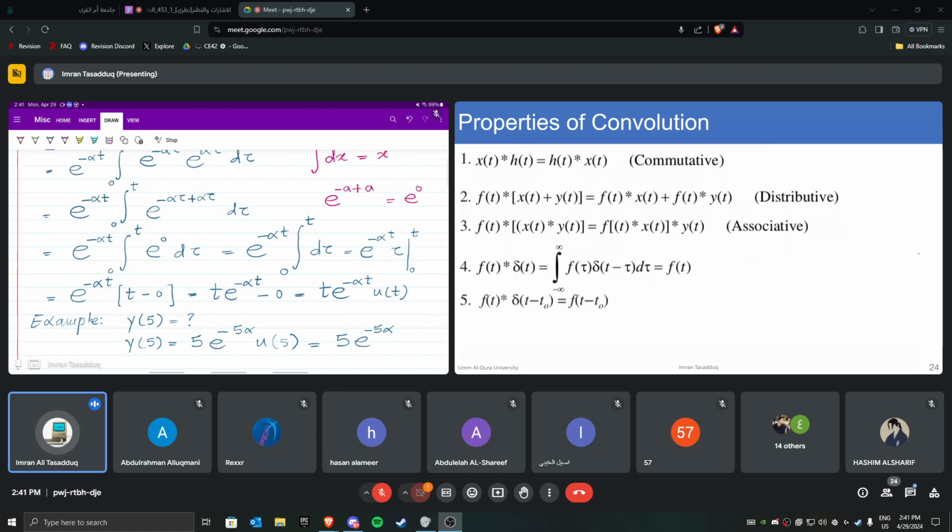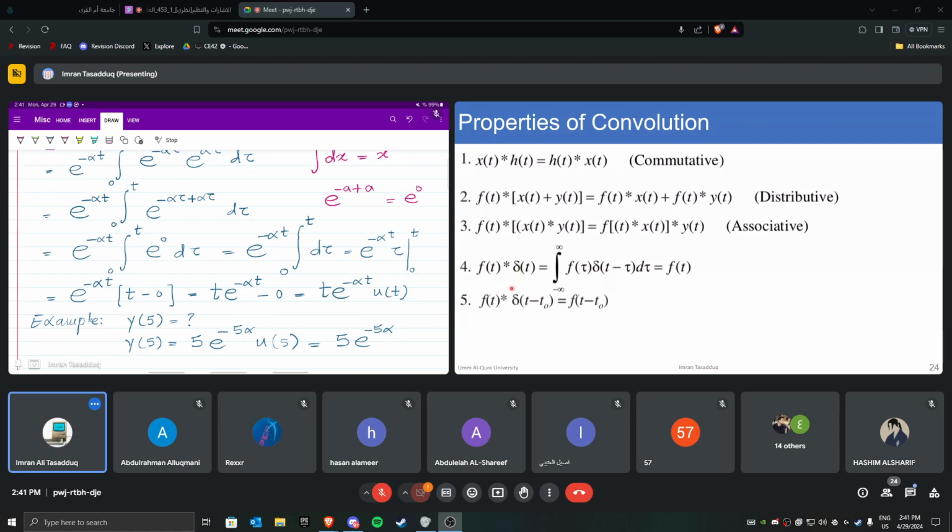Let me bring the laser pointer. So number 4, you can see there is f of t convolution with the impulse, delta t. When you do the convolution with delta t, you get back your original signal, using this integration. So basically it is like 5 multiplied by 1 is 5, 1000 multiplied by 1 is 1000.